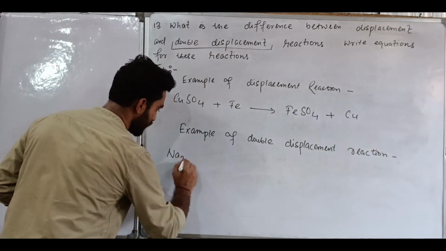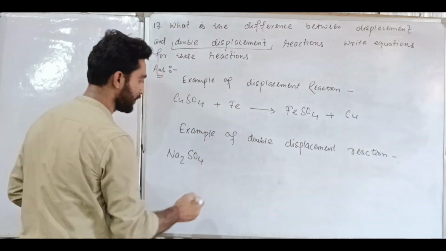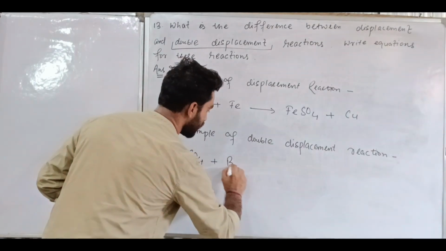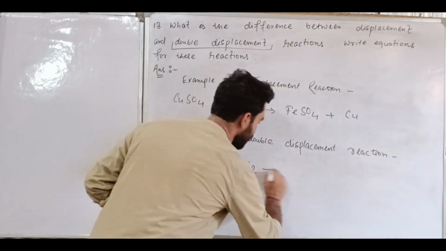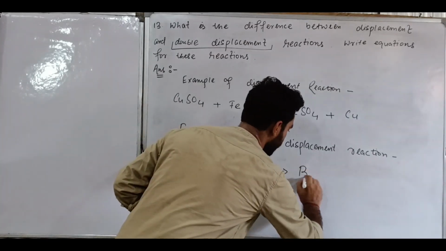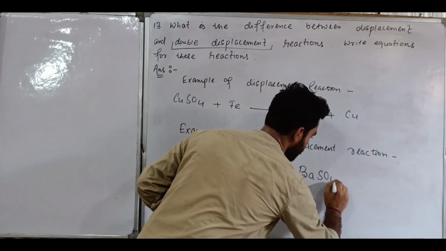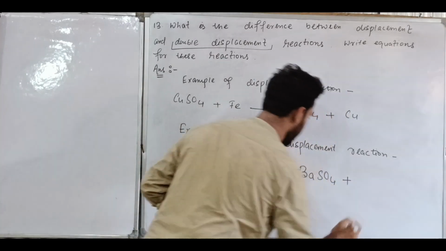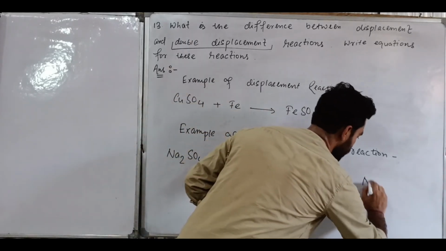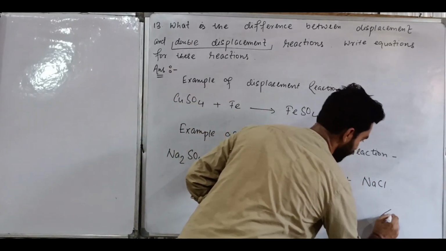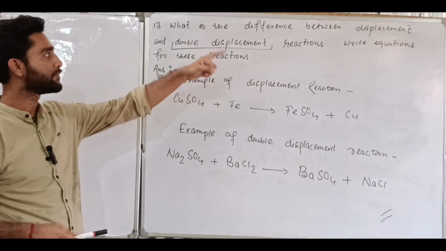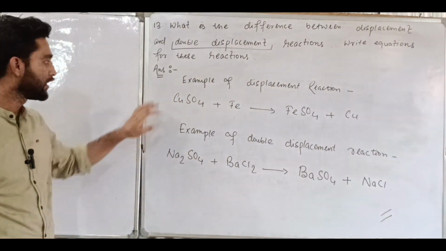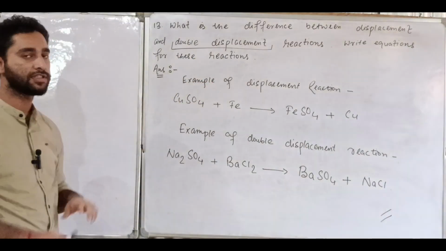The example is sodium sulfate reacts with barium chloride. They will form barium sulfate plus sodium chloride. So these are the differences between displacement reaction and double displacement reaction, and these two are the equations of these reactions.